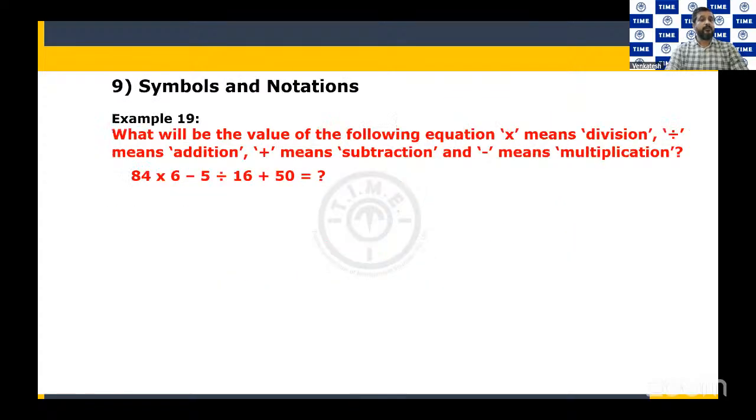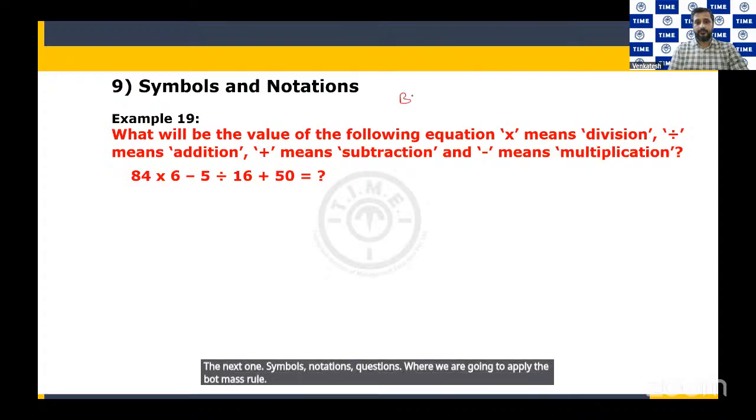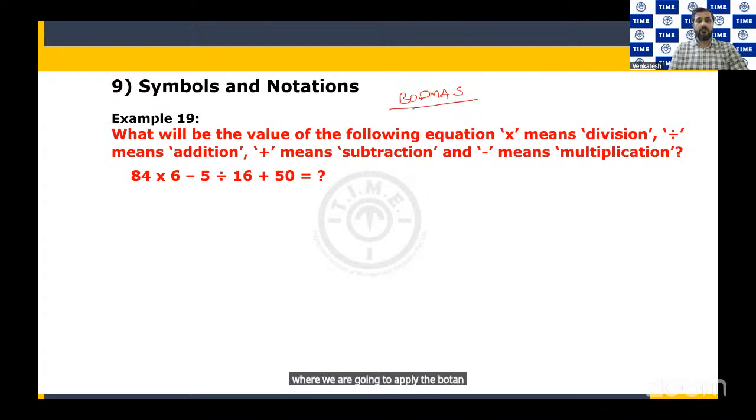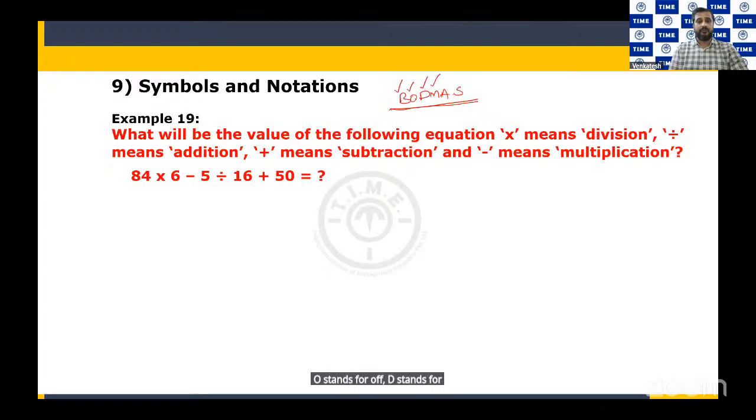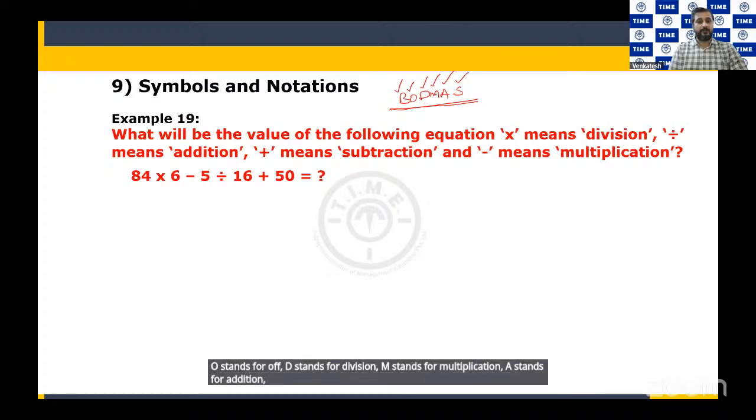Next one. Symbols and notations questions, where we are going to apply the BODMAS rule. So you should know the operations of BODMAS. B stands for brackets, O stands for of, D stands for division, M stands for multiplication, A stands for addition, S stands for subtraction.